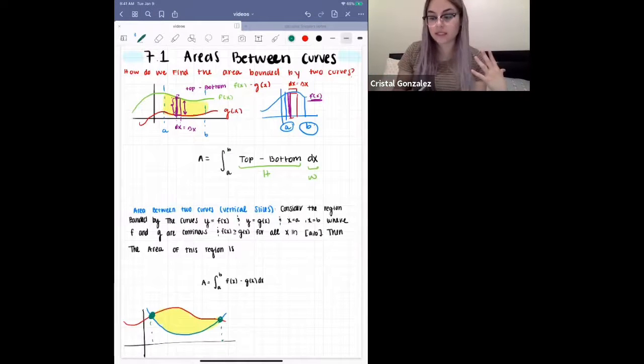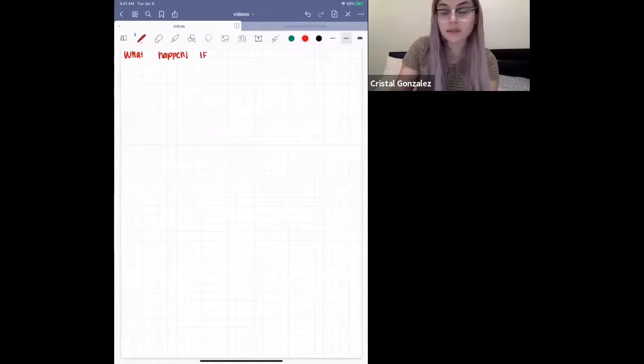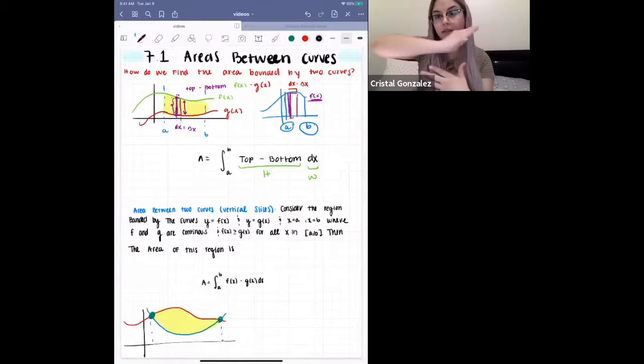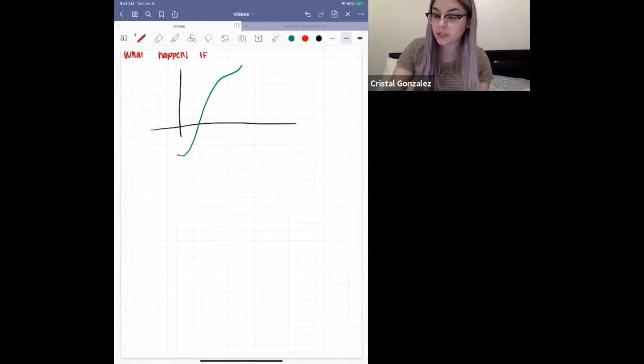Okay, so now let's do the horizontal slices. For the horizontal slices, what I want you to consider is what happens if we have some graph where it doesn't look like this, where f of x is like this and g of x is right underneath it, or vice versa. What happens if you have a function f that looks like this, and a function g of x that looks like this? I'm just making these things up.